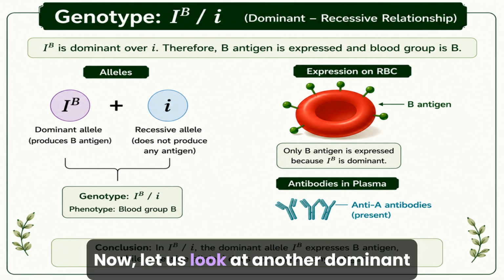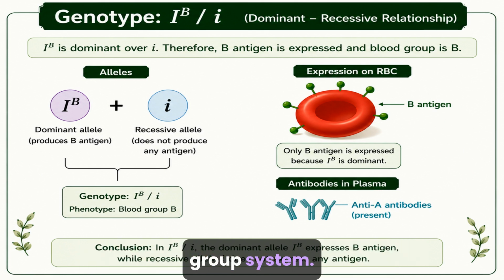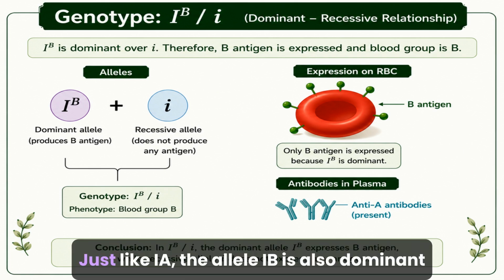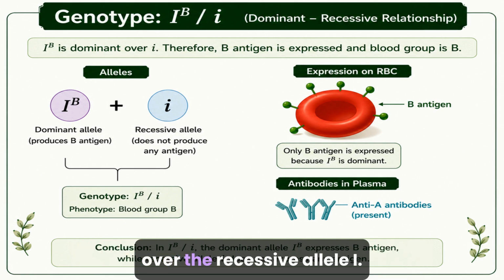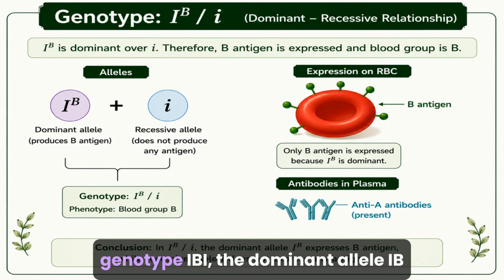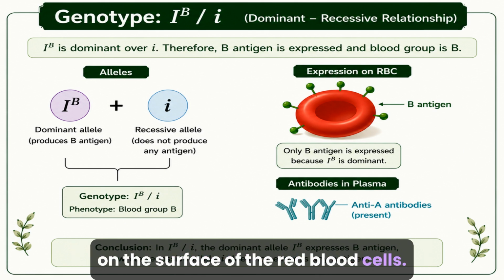Now, let us look at another dominant-recessive relationship in the ABO blood group system, the relationship between IB and i. Just like IA, the allele IB is also dominant over the recessive allele i. Therefore, when an individual has the genotype IBi, the dominant allele IB expresses itself and produces B antigen on the surface of the red blood cells.